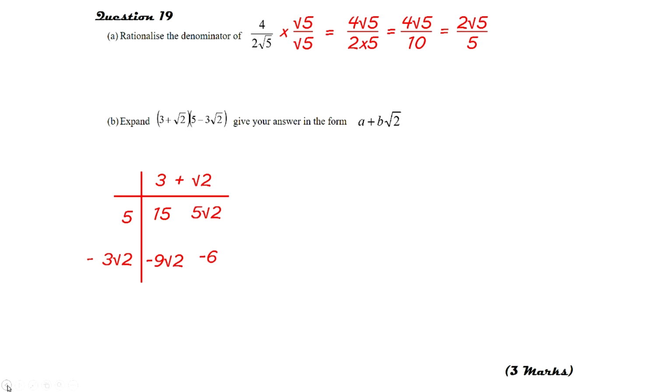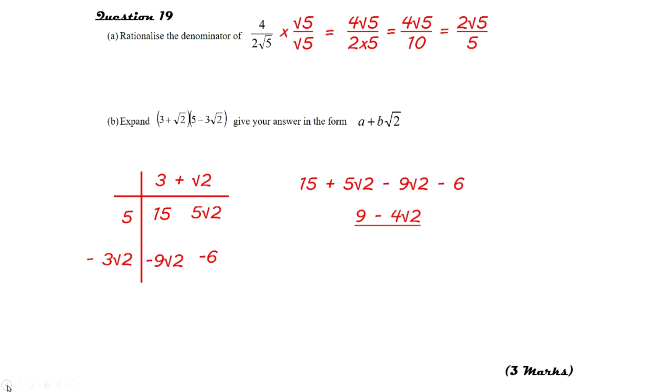So once I've got all of these terms, I need to make sure that my answer looks like the form that they've given me, which is a plus b root 2. So the 15 take away 6 is going to combine, and the 5 root 2 take away 9 root 2 is going to combine. So my final answer for this one is 9 minus 4 root 2.